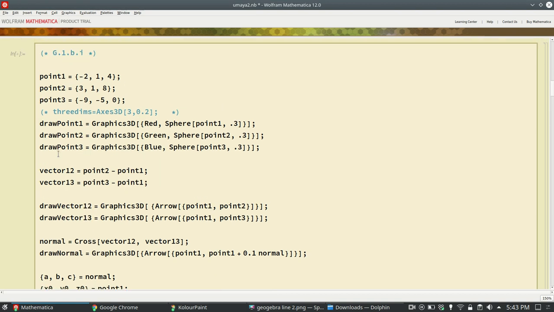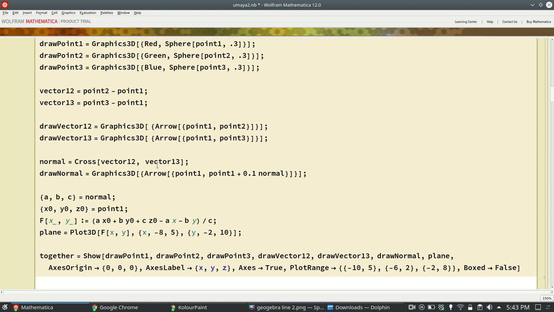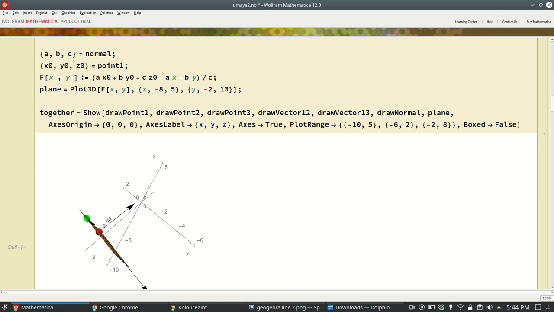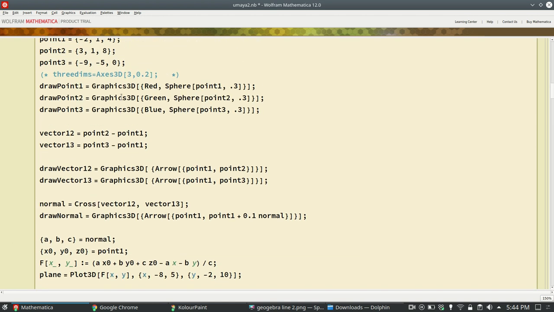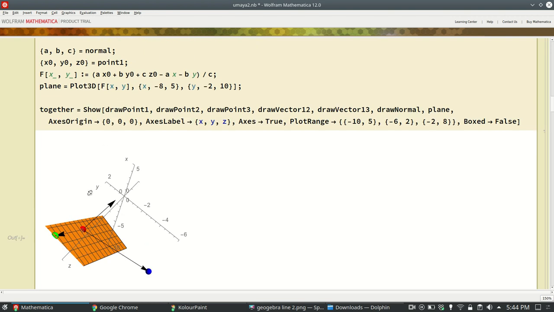So I've made a vector out of point 2 minus point 1, so a vector going from point 1 to point 2, and then a vector going from point 1 to point 3. So I've got 2 vectors there, right? And here are the 2 vectors. The red point is point 1. So one of these vectors ends with point 2, which is the green point, and the other vector ends with point 3, which is the blue point.